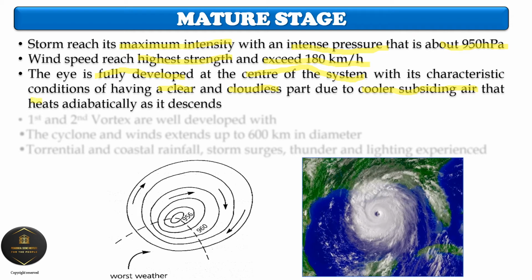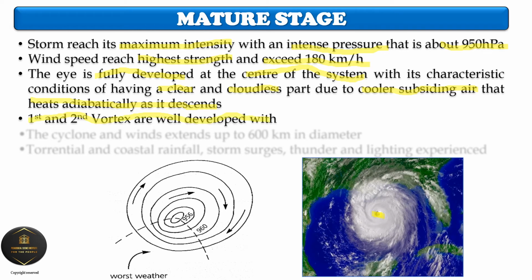And we say as it subsides, it is heating up adiabatically, and that is what will cause the eye to be without a cloud cover, as you can see in that satellite image there on the side. And the eye is what I highlighted in yellow. So that's the center of the system, and you can see cumulonimbus clouds. They are dense, they are surrounding the eye, and they are associated with the most intense, devastating conditions as a result. And your first and second vortexes are well developed.